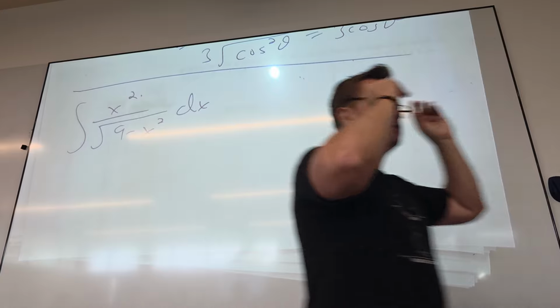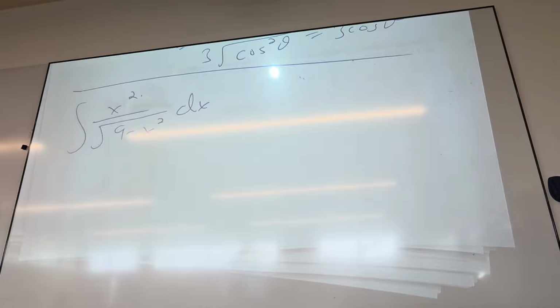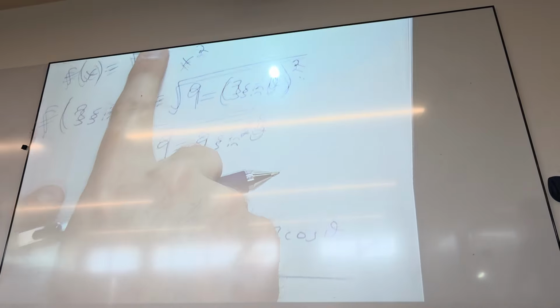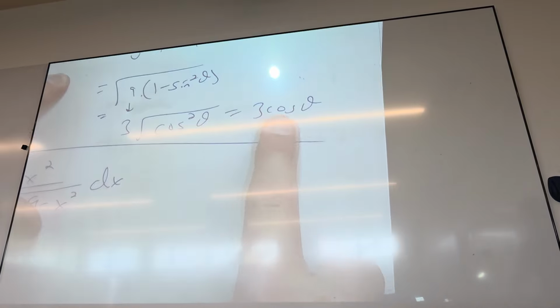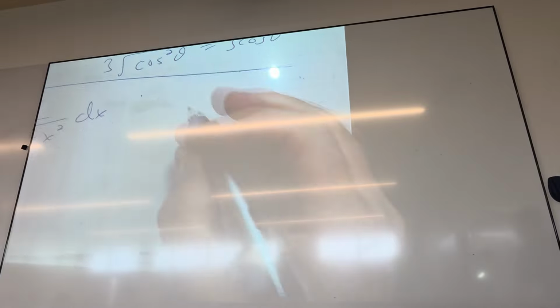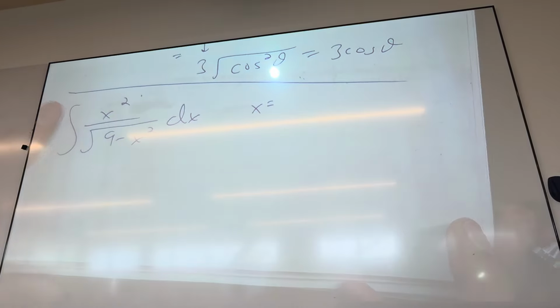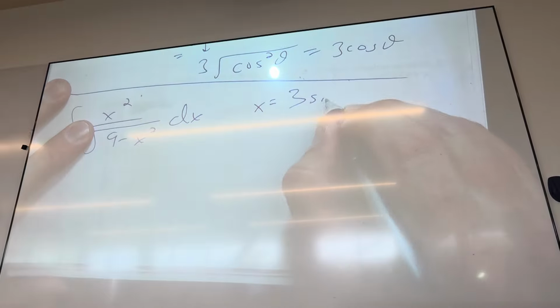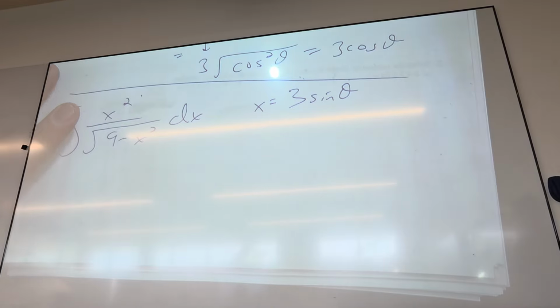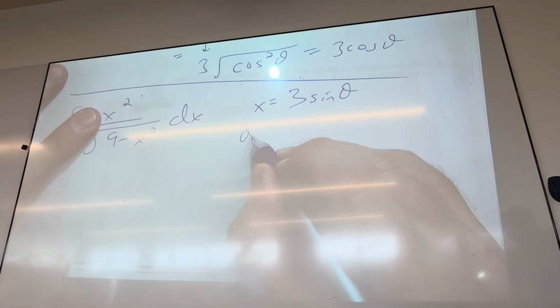So, this is so counterintuitive. But I'm hoping with this it really became something nice. So let's see what happens here. So remind me, what do I want x to be? 3 sine theta. So then what is dx?